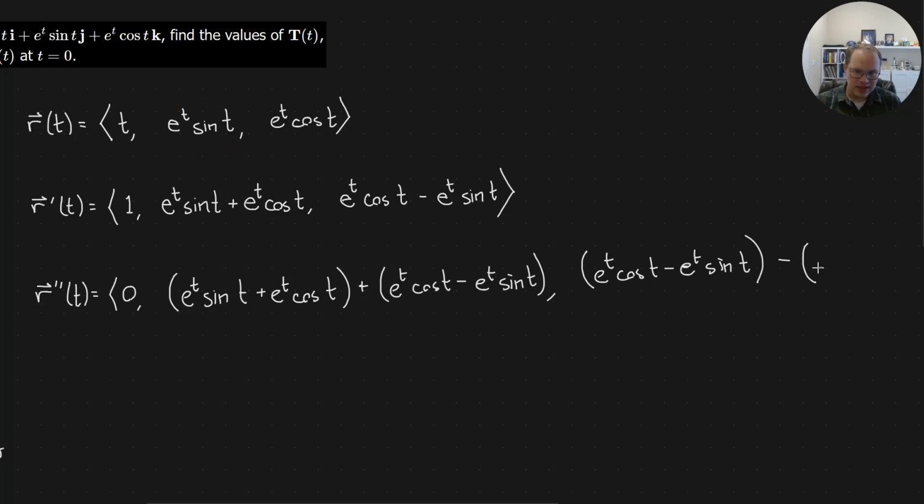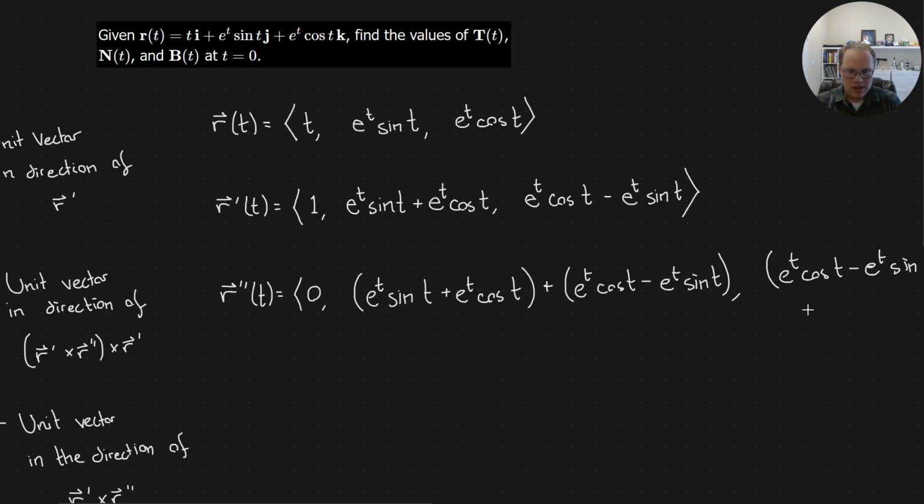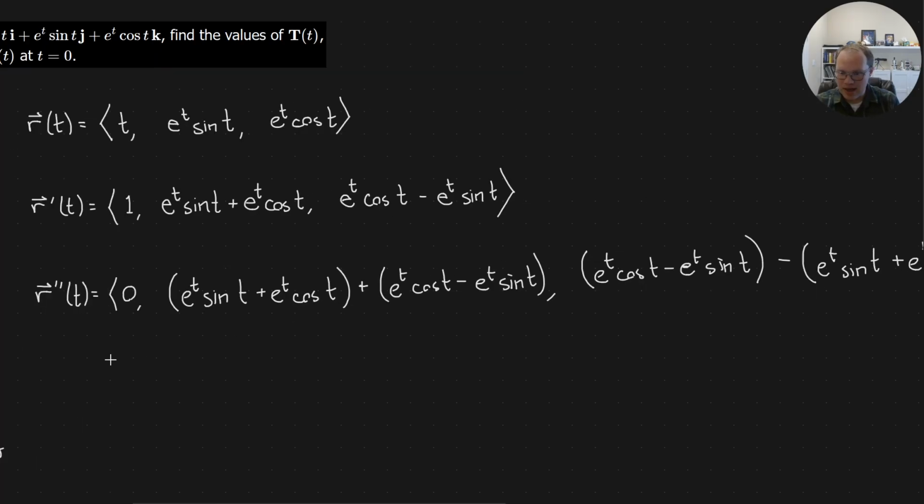Derivative of e to the t sine t is e to the t sine t plus e to the t cosine t. Okay. That's a long vector. Let's see if we could tidy things up before we move on. First component's still 0. If we look here, though, I have e to the t sine t plus negative e to the t sine t. Those will cancel, leaving me e to the t cosine t plus e to the t cosine t.